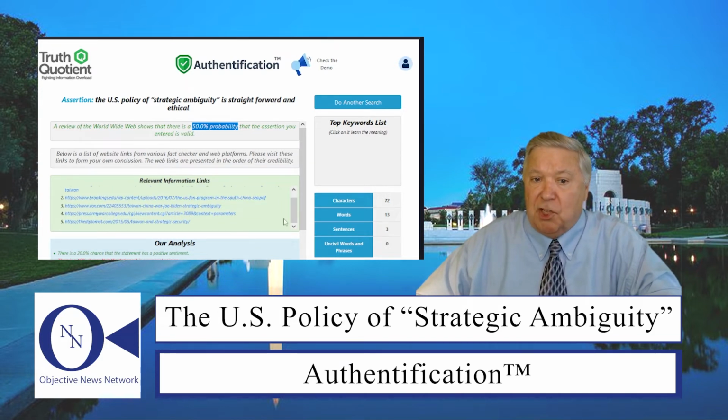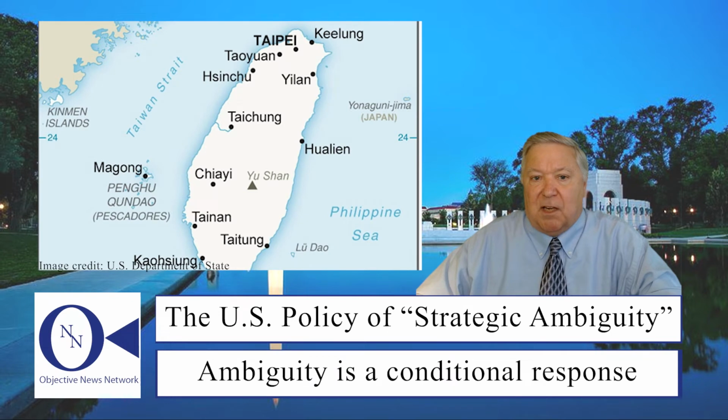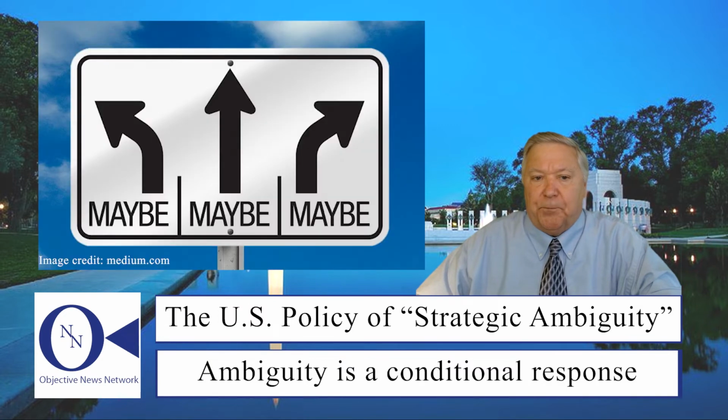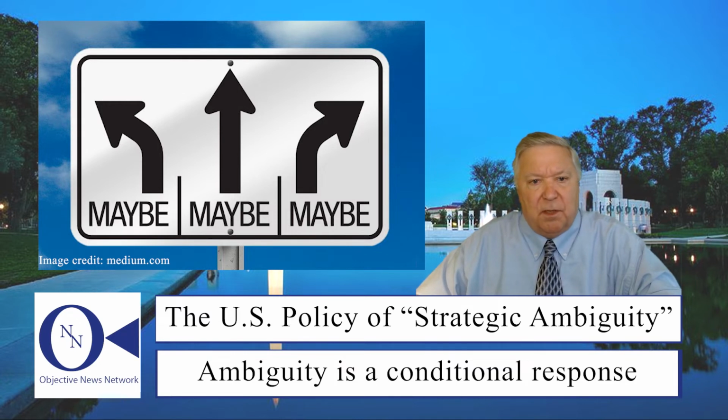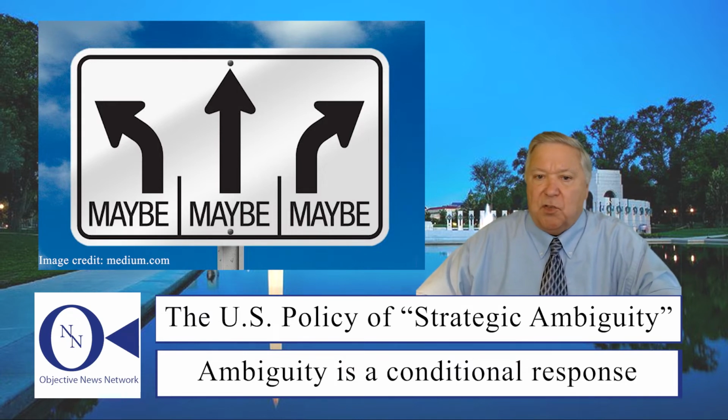Policy of strategic ambiguity means in relation to Taiwan appears. The data set tells us that the U.S. policy of strategic ambiguity is a conditional response to secure U.S. interests in the region in the event of a crisis. In other words, our commitment to defend Taiwan depends on the particular conditions that would lead to such a conflict in the first place.